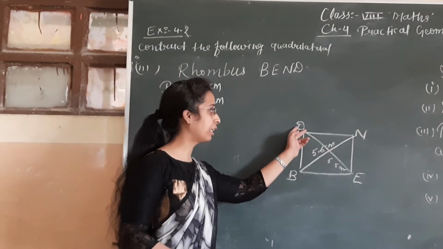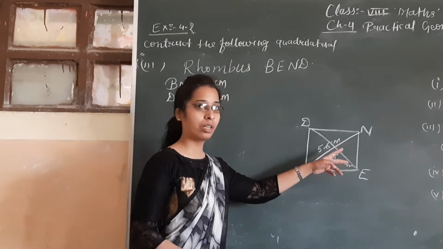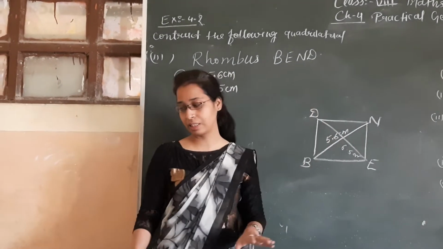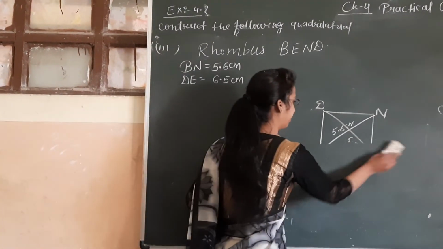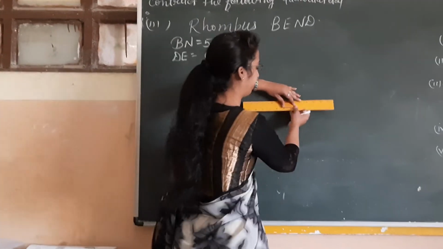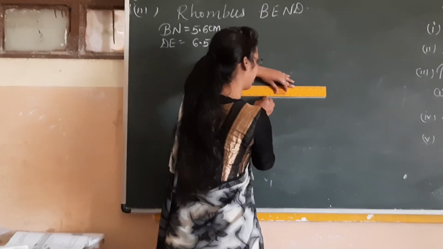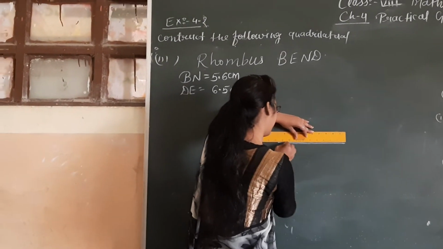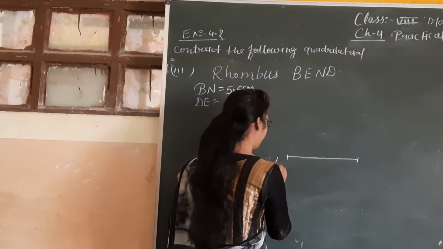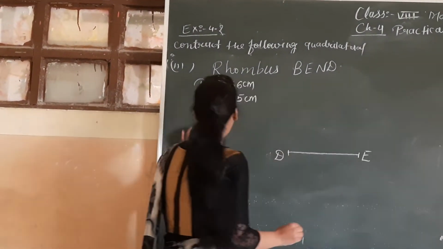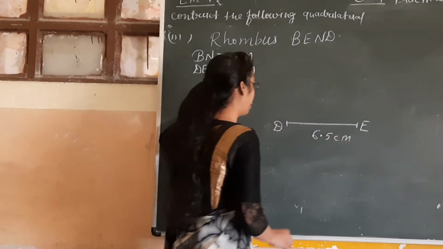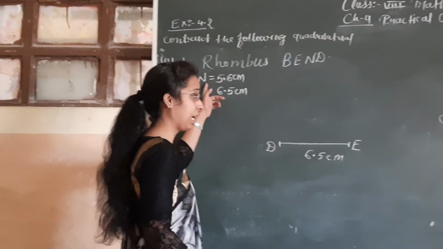So which one is greater? DE is greater. So firstly we have to draw this diagonal. After that, how to construct the rhombus we can see in this question. Let's see. Firstly I have to draw DE. First, I have to draw line segment DE, and the measurement of DE is 6.5 cm. Now, the remaining points are B and N.